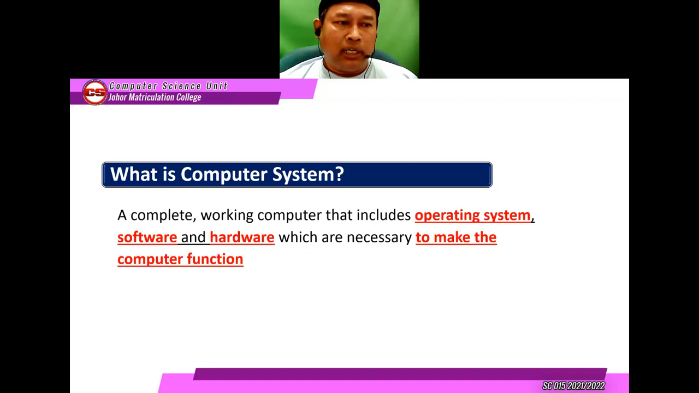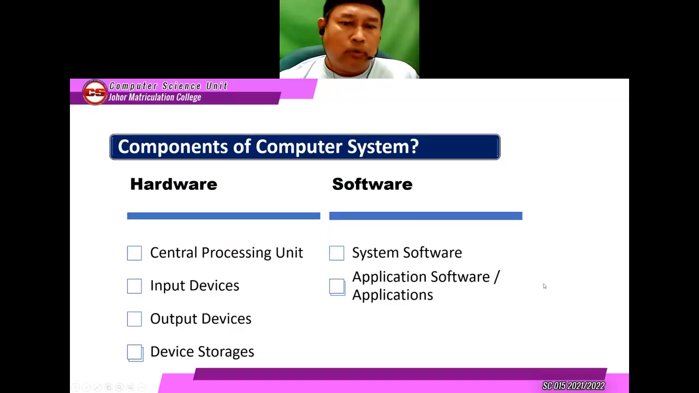Maka komputer mesti ada software and hardware. These are two components of computers. Computers have hardware and software. What is the hardware? Hardware is central processing unit, input device, output device and storage device. This is hardware. Di dalam komputer ada central processing unit, ada input device, output device dengan storage device. What is software? Software has system software and application software. Two types of software: system software and application software.